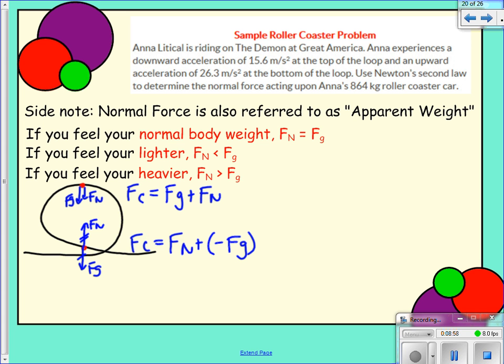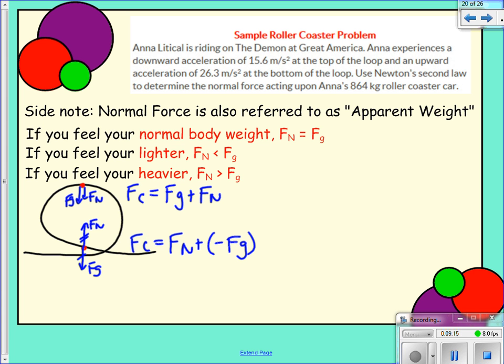You don't feel like you're getting heavier or lighter. You feel your normal body weight. And so that is when your force normal is equal to your force gravity. The reason why you even feel your body weight right now is because of the chair pushing up on you. And since you're in equilibrium, because you're not accelerating up or down, they're equal to each other.